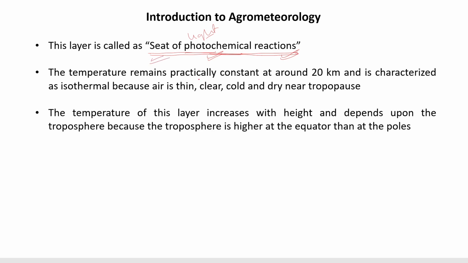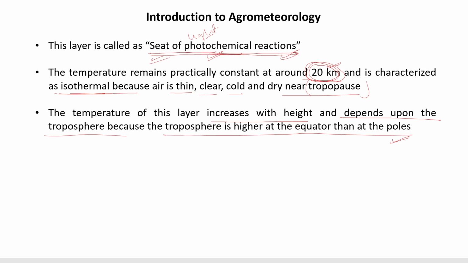The temperature remains practically constant at around 20 kilometers, and it is characterized as isothermal because the air is thin, clear, cold and dry near the tropopause. So near about 20 kilometers of the Earth's atmosphere, it is isothermal because the temperature is practically the same, with no change. The temperature of this layer increases with height and depends upon the troposphere, because the tropopause is higher at the equator than at the poles.